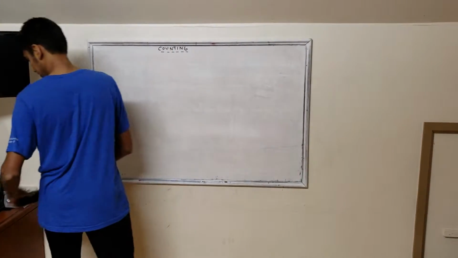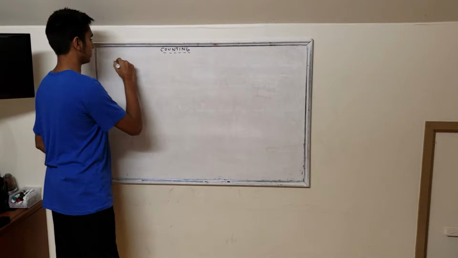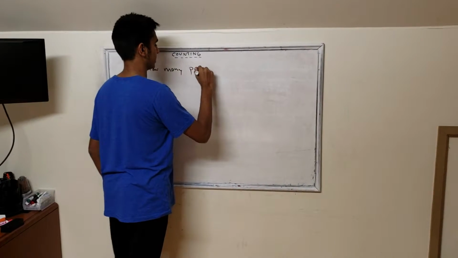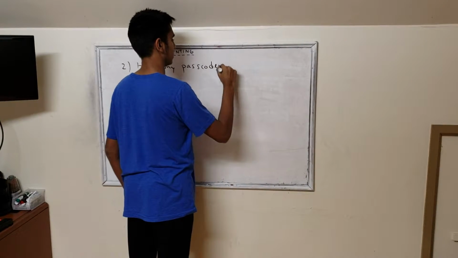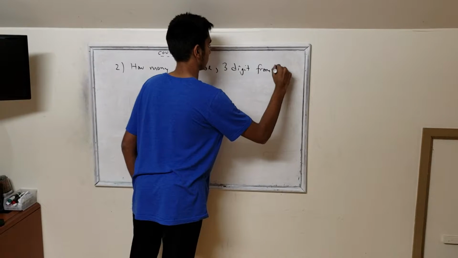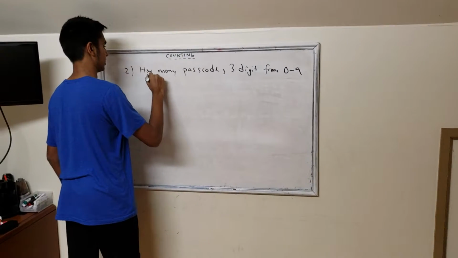They can be a variety of things. So our next example is: how many passcodes are there? Passcodes are 3 digits from 0 to 9 that have no 3.